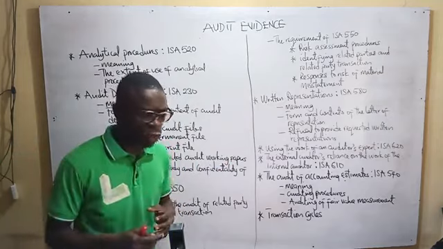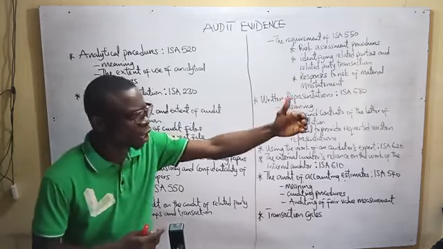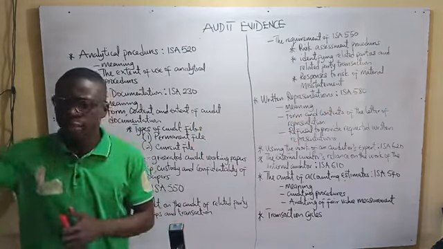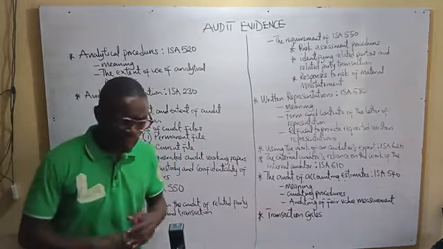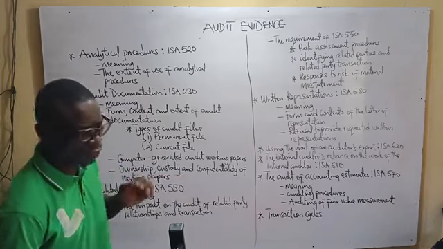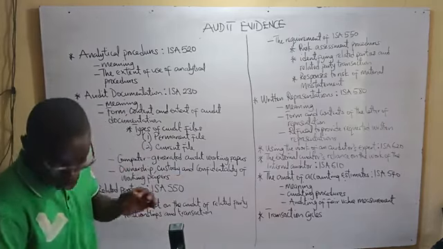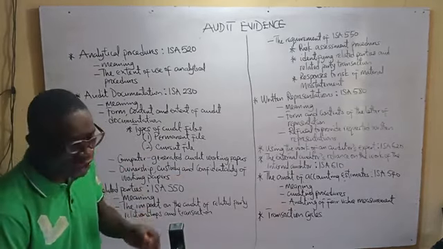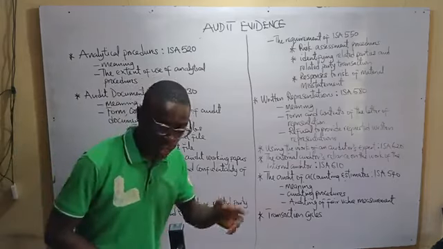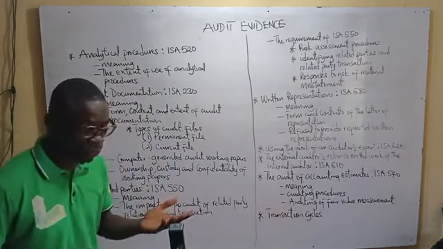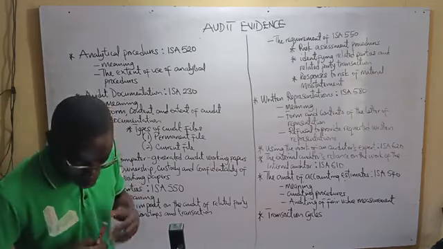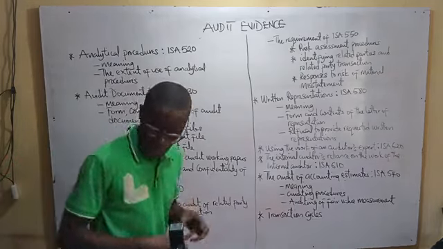That means you are checking the revenue. Why was the revenue like this last year? Why is it like this year? That means what you are carrying out is analysis. So analytical procedure is mainly about carrying out analysis of financial and non-financial data. When you carry it out, you are able to evaluate the financial information.